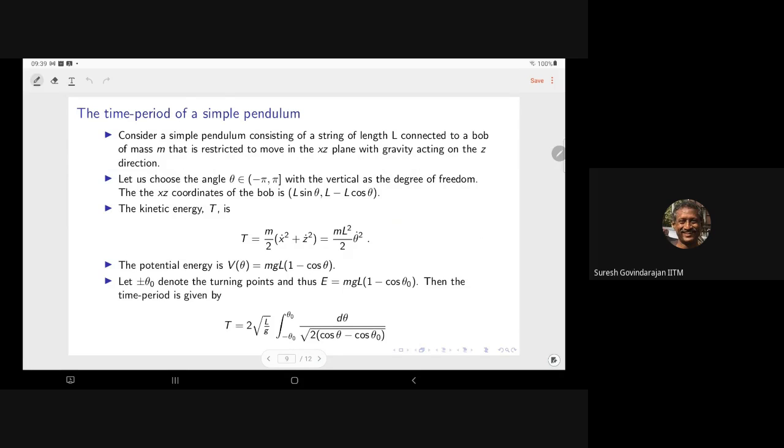Okay, so now we will do a very simple problem. It's a problem that you have studied in high school. We consider a simple pendulum consisting of a massless string of length L connected to a bob of mass m that is restricted to move in the xz plane with gravity acting in the z direction.